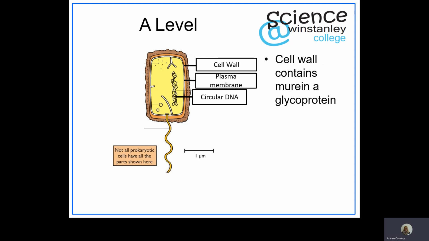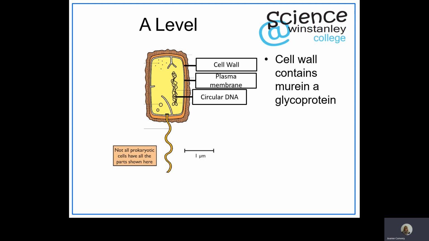Surrounding the plasma membrane is a cell wall. Now, you would have at GCSE just referred to this as a cell wall. At A-level, with that added level of detail, we need to be able to distinguish the cell wall of a prokaryotic cell from that of a different cell, such as a eukaryotic plant cell or a eukaryotic fungi cell.